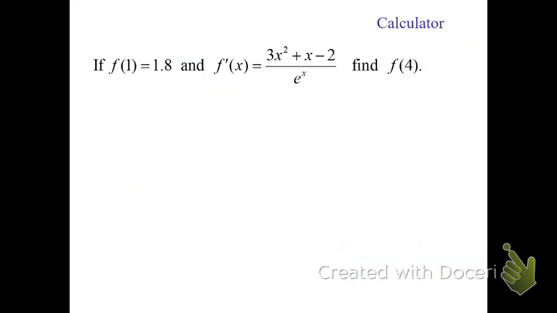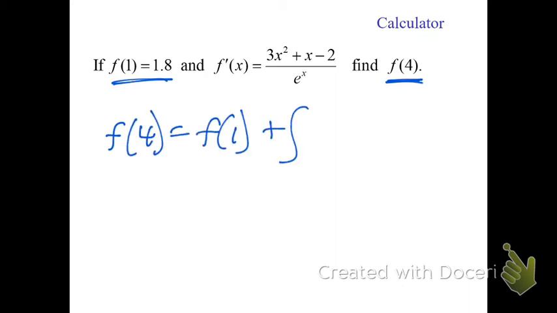All right, this guy, calculator question. This was yesterday's lesson, starting value plus net change, okay? If I want an antiderivative, I need to know another antiderivative. So f of 4, this has to be written on your paper. F of 4 will equal f of 1 plus the net change of the derivative from 1 to 4. Okay, it has to be in that order.